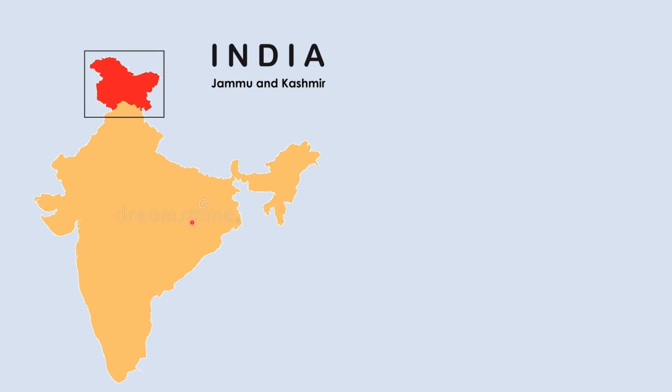In this map of India, the red part here right on top is Jammu and Kashmir. Jammu and Kashmir is in the north of India, right on top. And that is why in Kashmir it snows, because it is right on top. So Jammu and Kashmir is to the north of India.